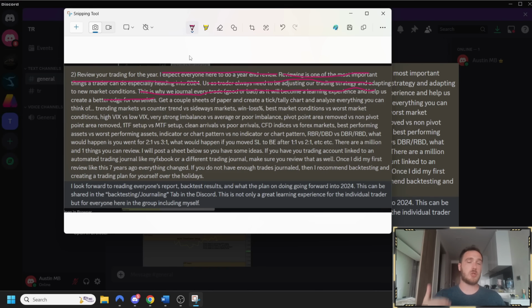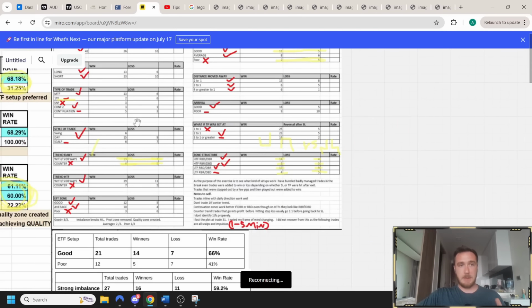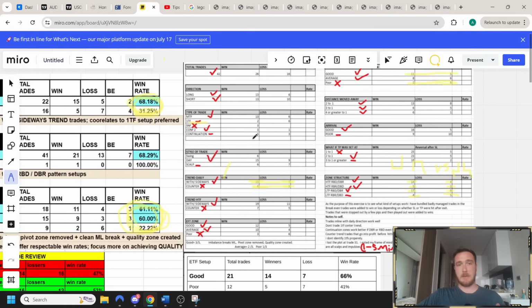What about if you moved your stop to break even after a certain point? How does that affect your trading? Do you make more money? Do you lose more money? Okay, these are so many little things that you need to review to figure out. This is what you see that I was showing you, that people are reviewing to figure out what makes sense for them as a trader, okay?